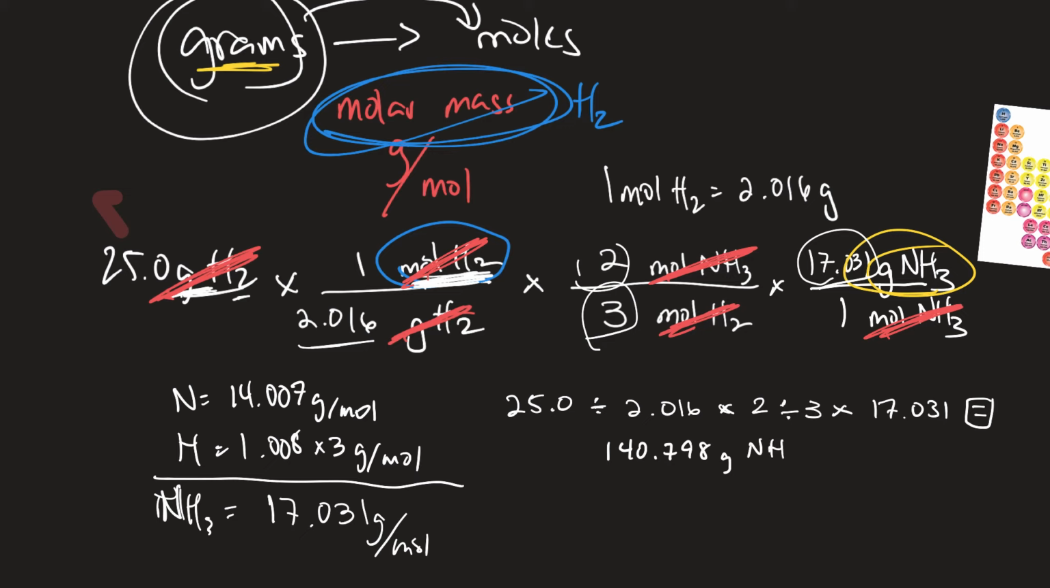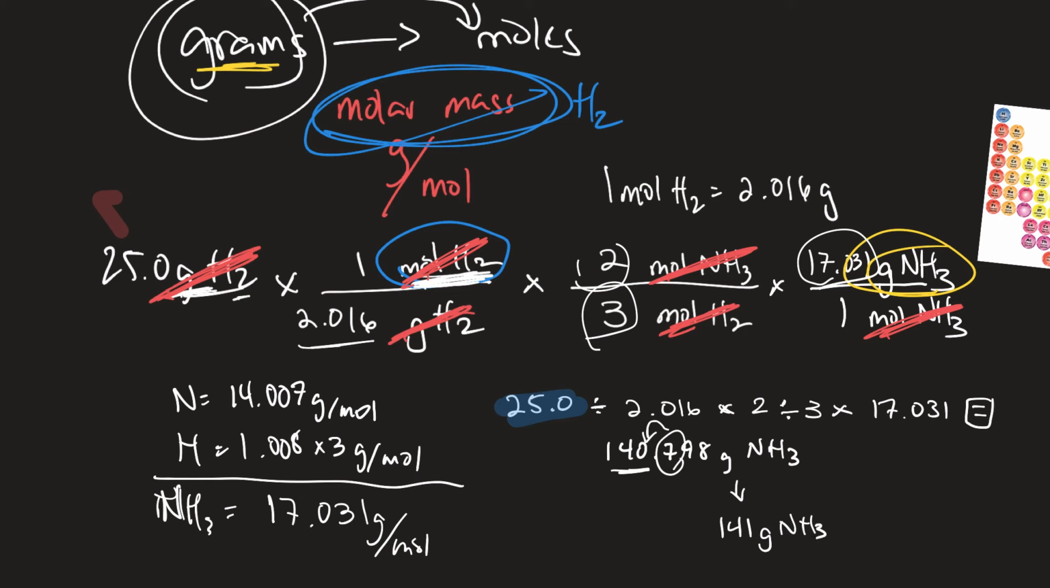Grams of NH3. Now, always we have to consider significant figures. And so when we're looking at our original number, we see that original number has 3 sig figs. And so I'm going to change this to 3 sig figs. When I change this to 3 sig figs, here's our first 3. This is going to influence the 0 here. And so we're going to have 141 grams of NH3.